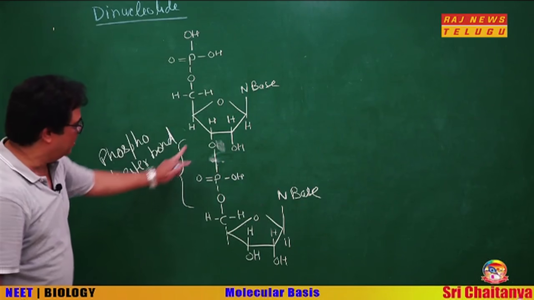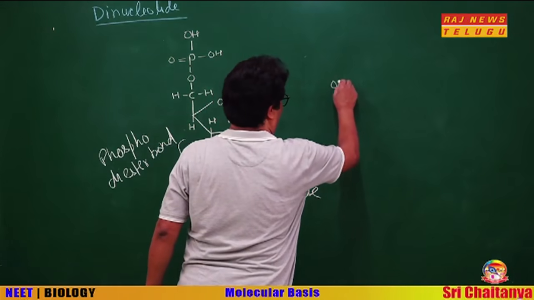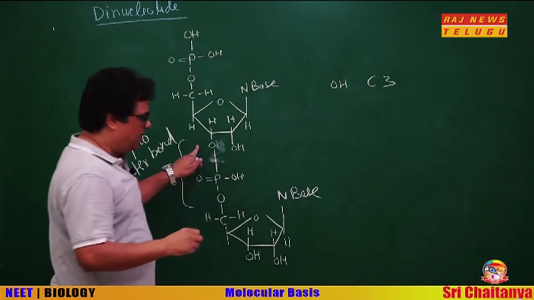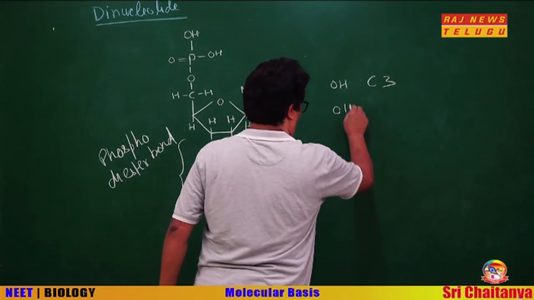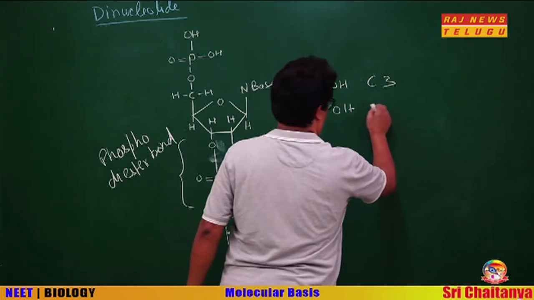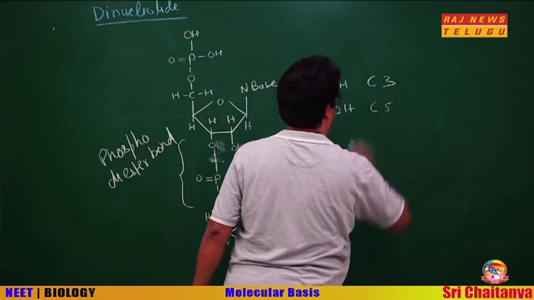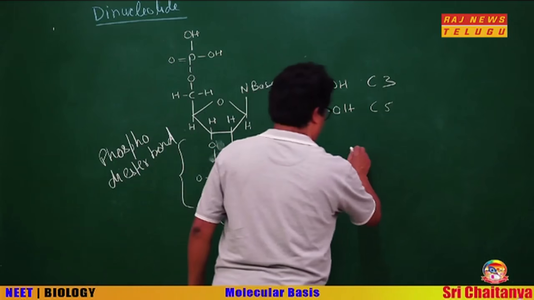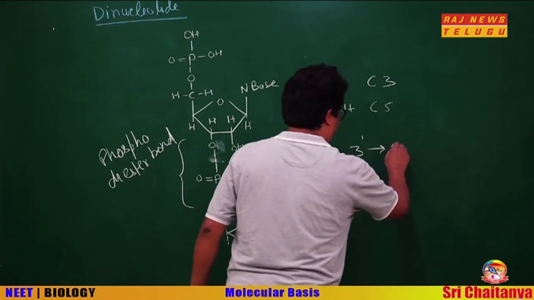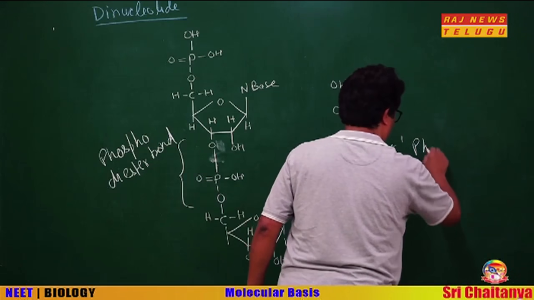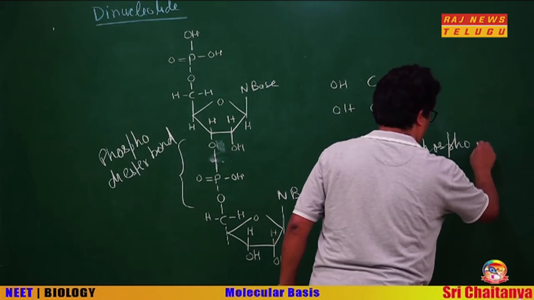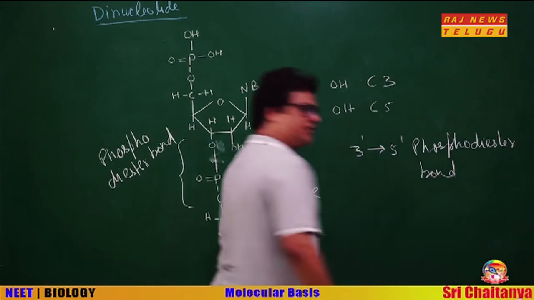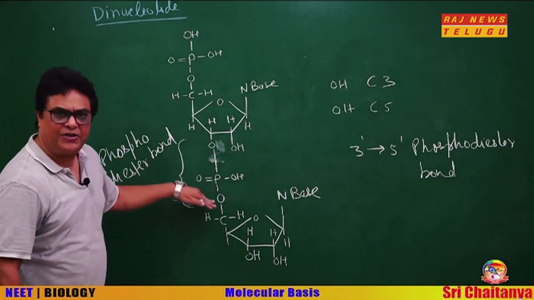Okay, phosphodiester bond. For this, the OH of the carbon 3 of the first one and the OH of the carbon 5 of the second one, between them a bond is formed. That is why we say that it is a 3' end to 5' end phosphodiester bond. So the phosphodiester bond is formed 3' end to 5' end.